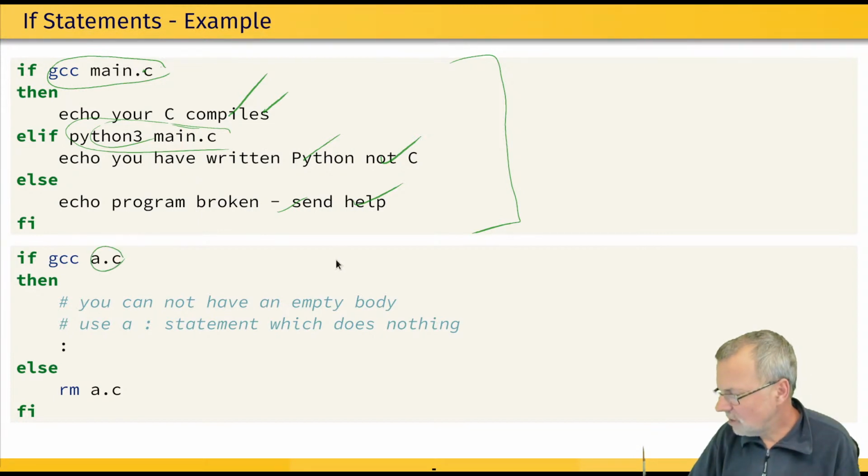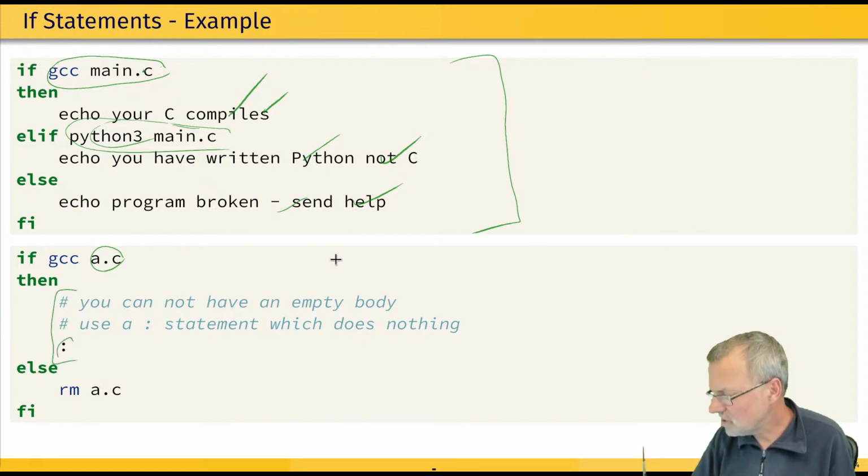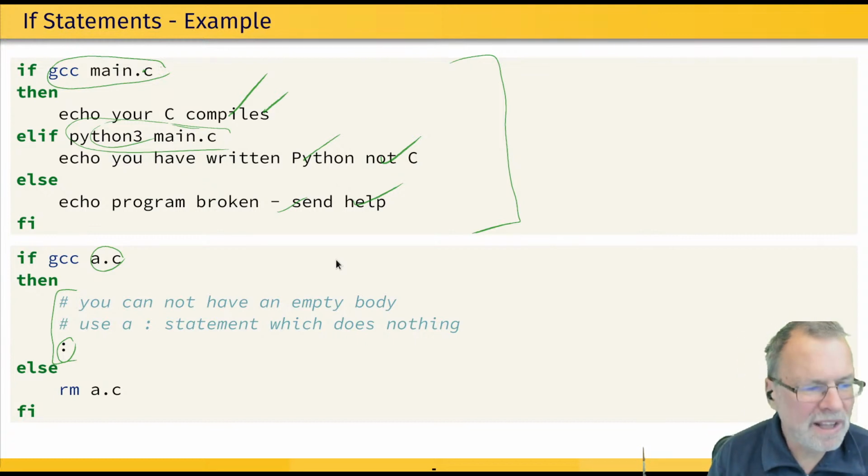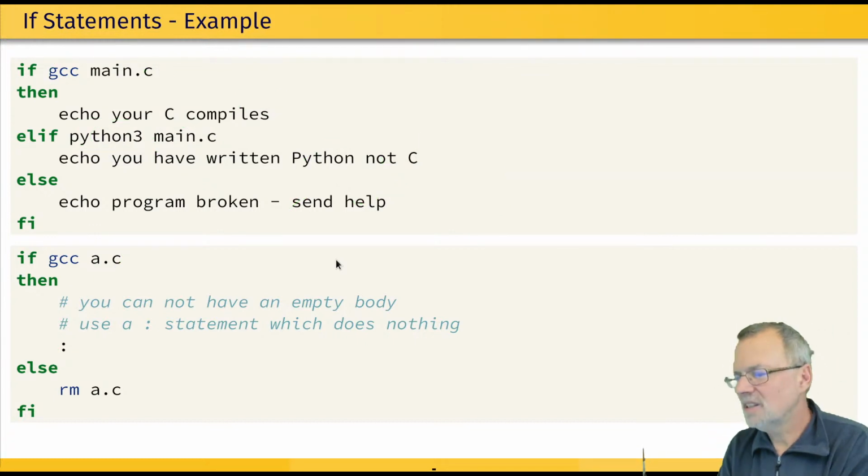This removes a.c if it doesn't compile. I'm not sure why you'd want that, but you can. It's just because you can't have an empty body to your statement. You have to put a silly colon there. I've never been really clear on why that's necessary, but it is.